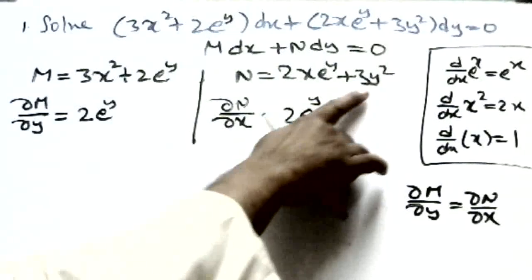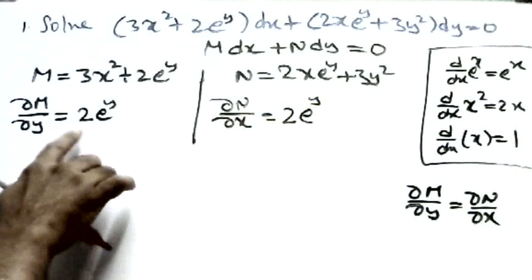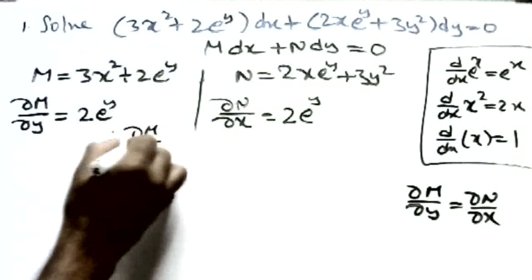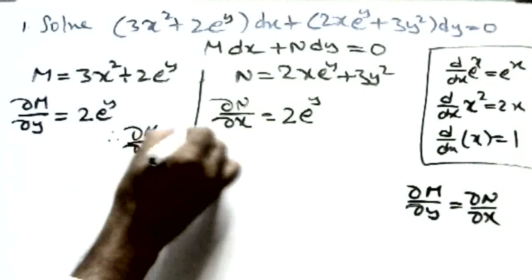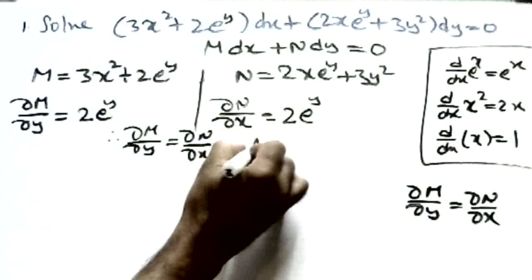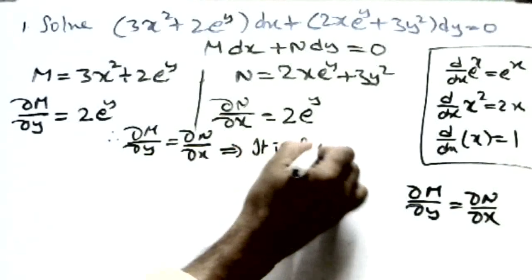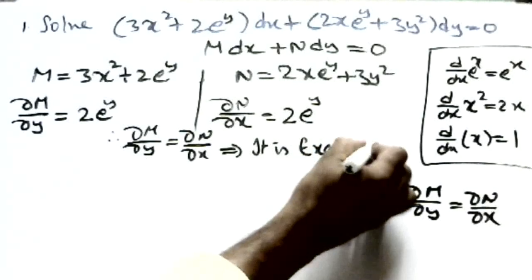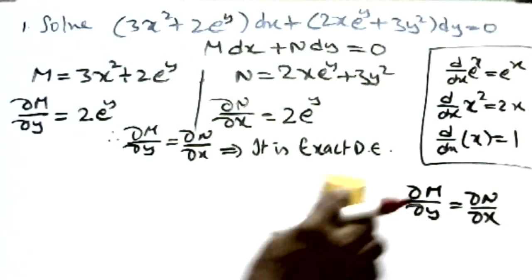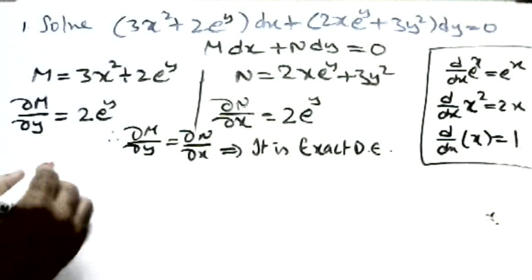We don't have x in this term, so it is constant. So constant differentiation is 0. So we got the same. Therefore, ∂M/∂y equals ∂N/∂x, which implies it is an exact differential equation.